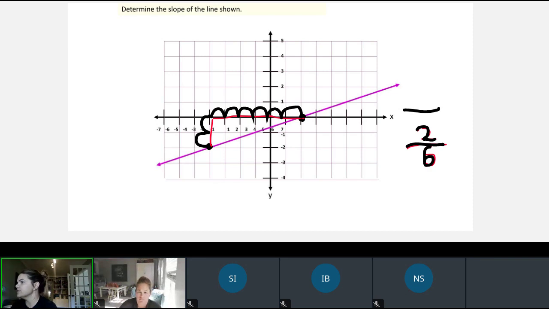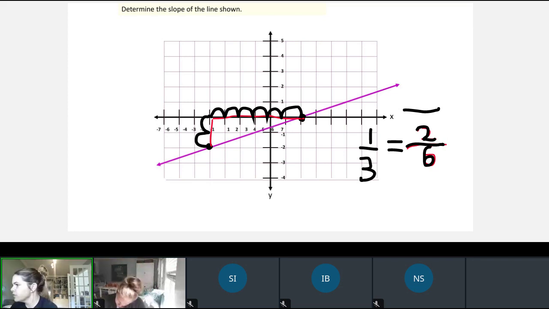Is there a way I could simplify this slope? Yes. Good, Angel. We're going to divide by 2 on the top and bottom. So then our slope would be 1/3.